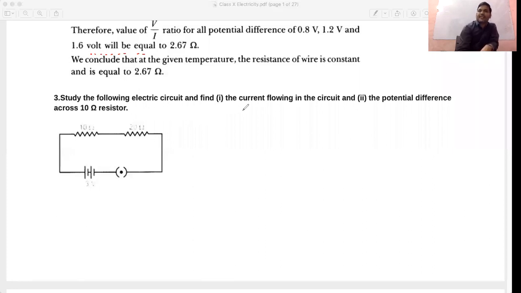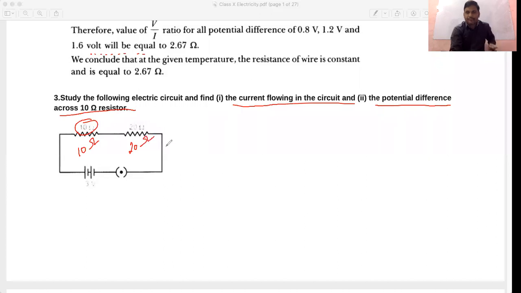Study the following circuit and find out the current flowing in the circuit and the potential difference across the 10 ohm resistor. Okay, this is the question. So the resistance in the first case is 10 ohm, and in this case it is 20 ohm. These are in series, and the potential difference they are giving is 3 volt.